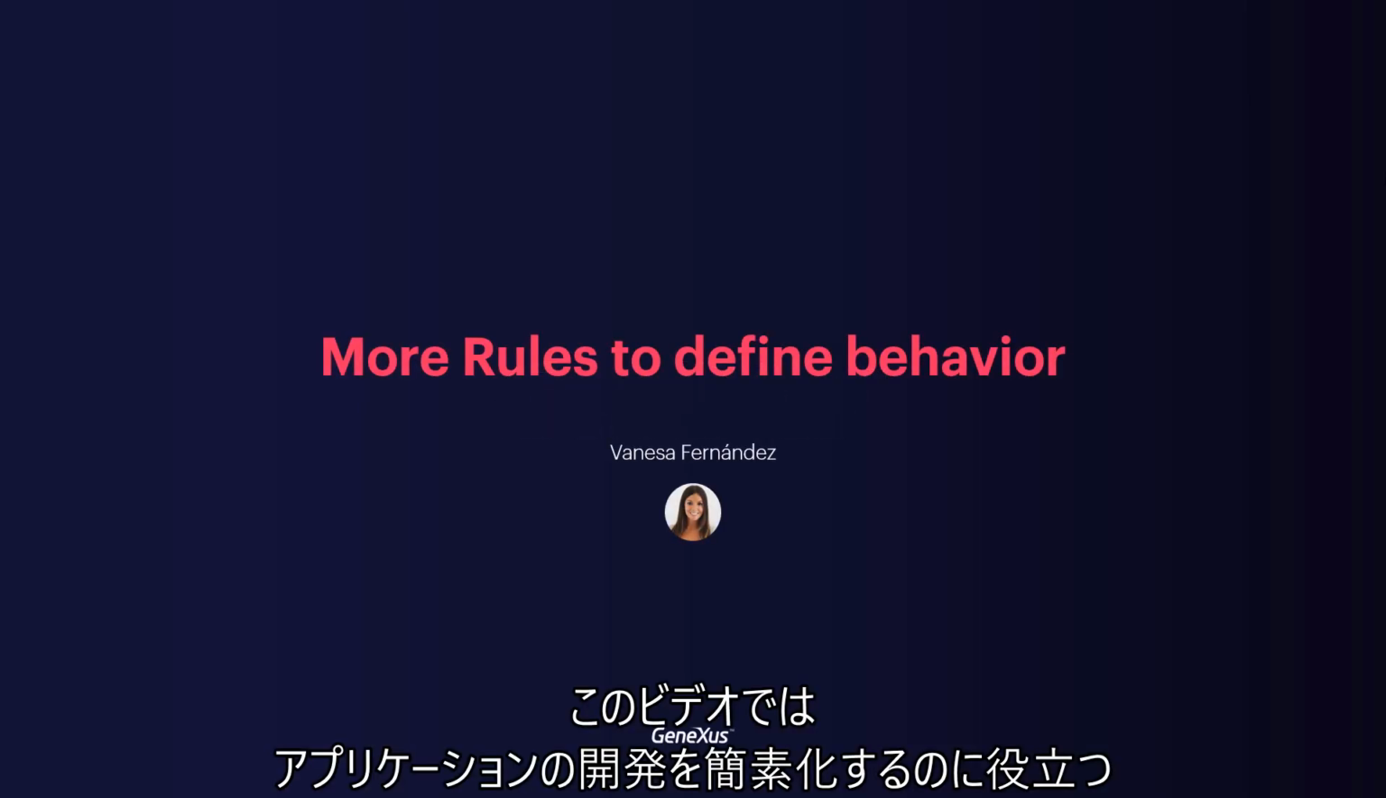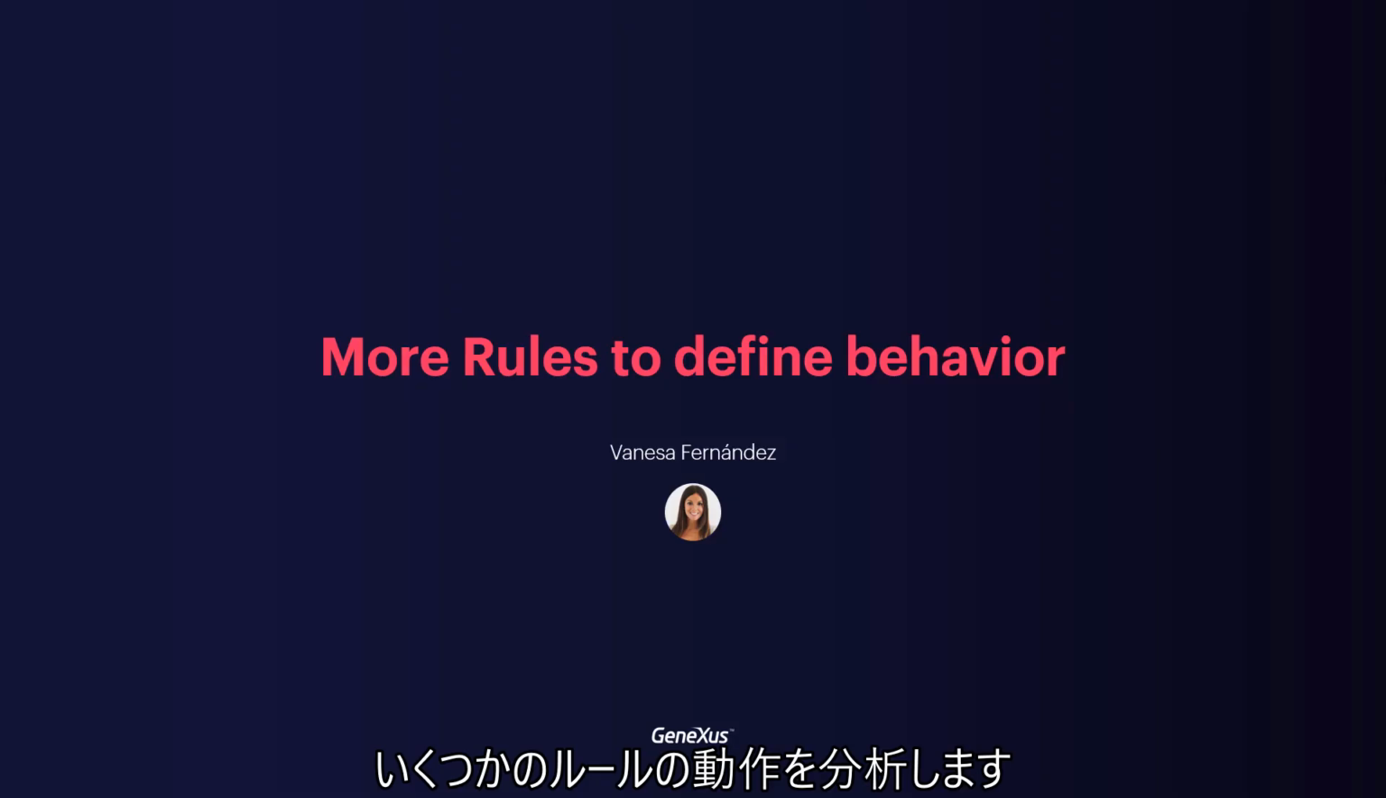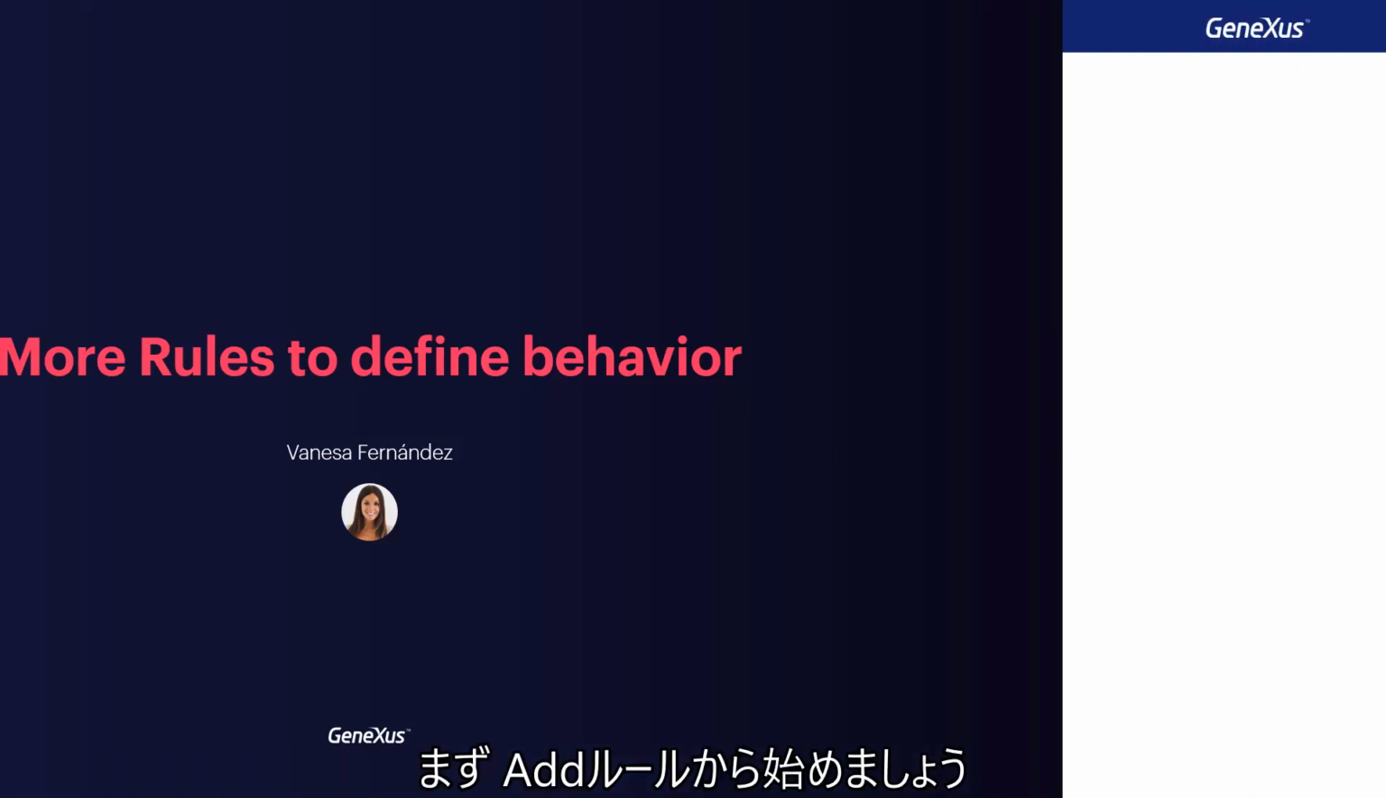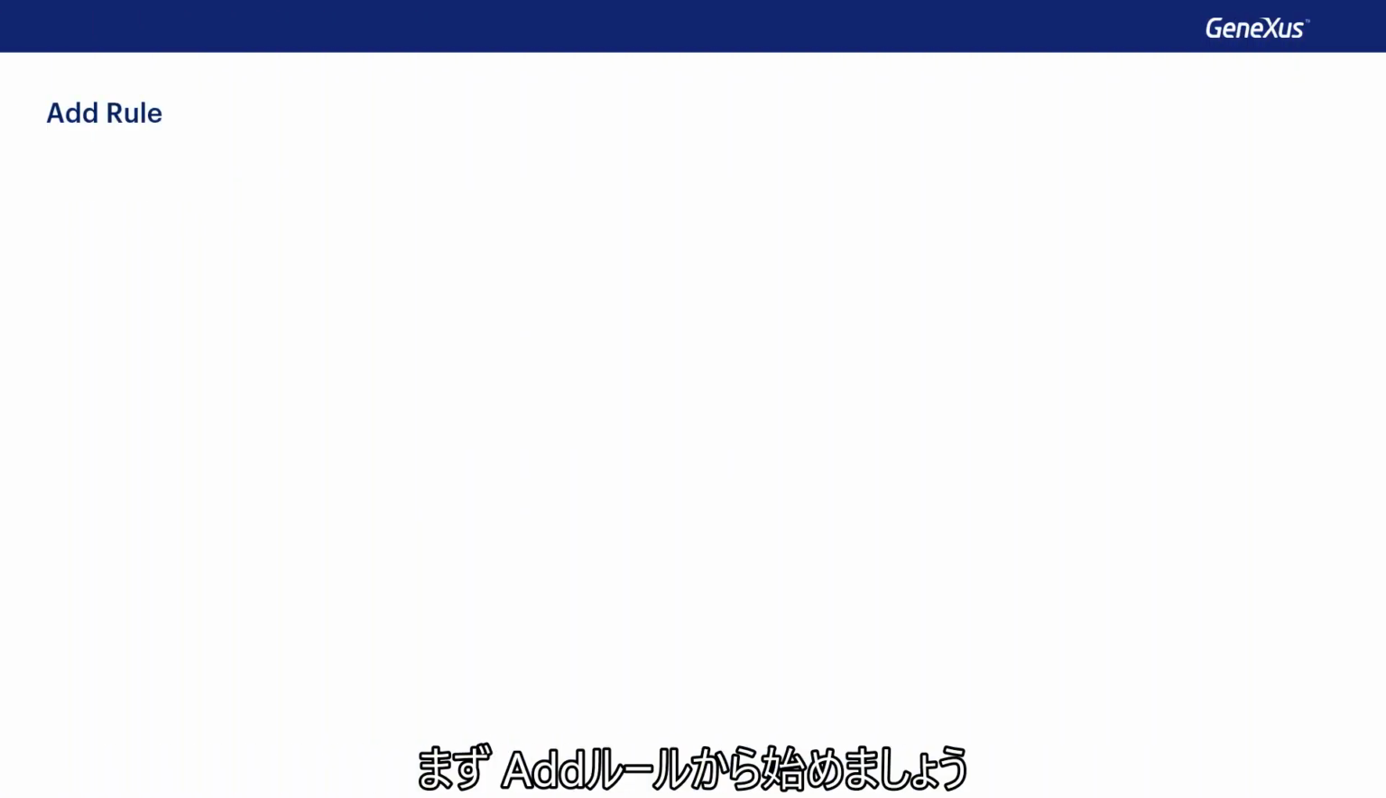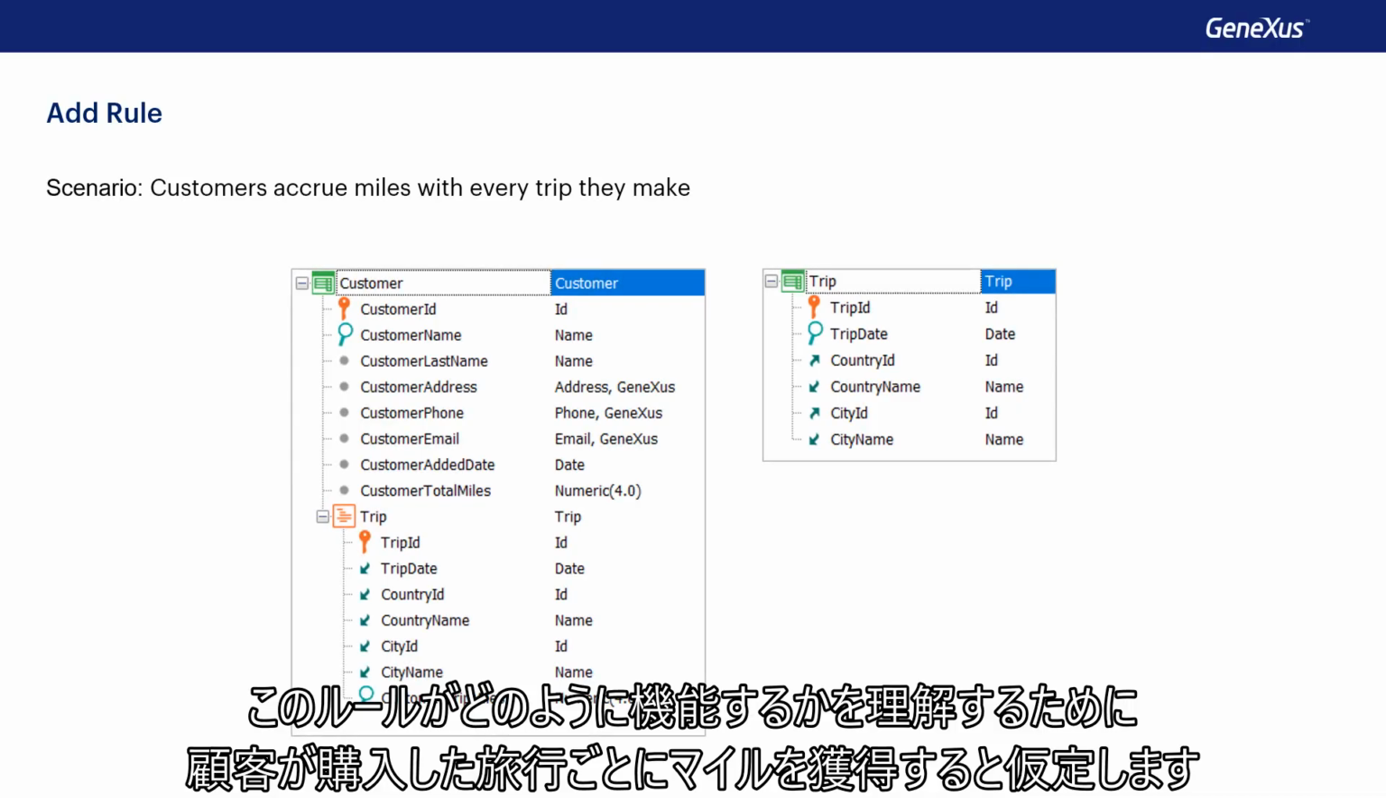In this video, we'll analyze the behavior of some rules that will help you simplify the development of your application. Let's start with the add rule. To understand how this rule works, suppose that a customer earns miles for each tour purchased.